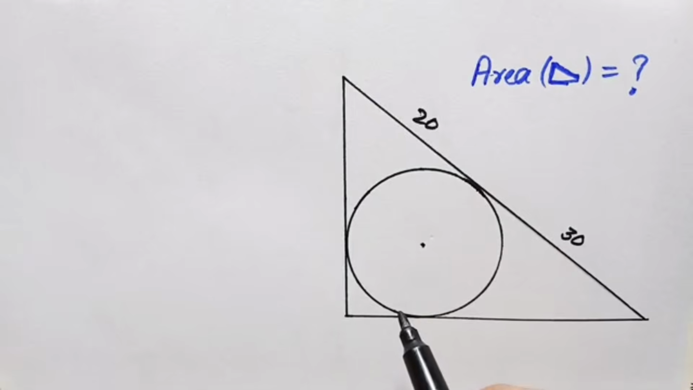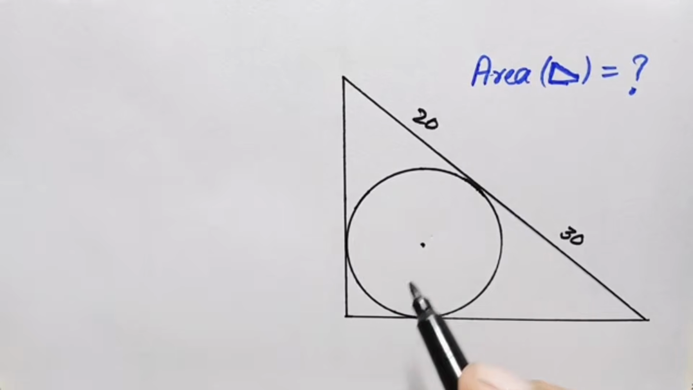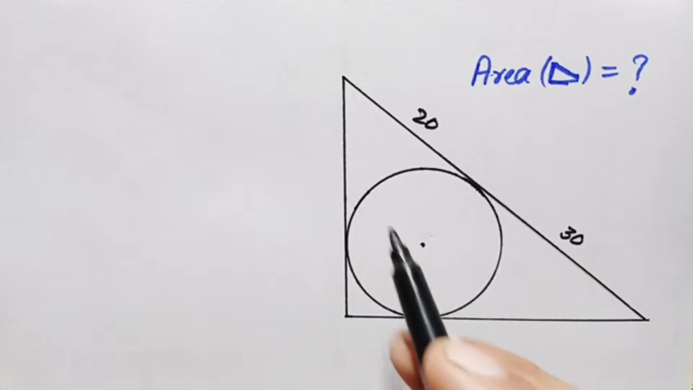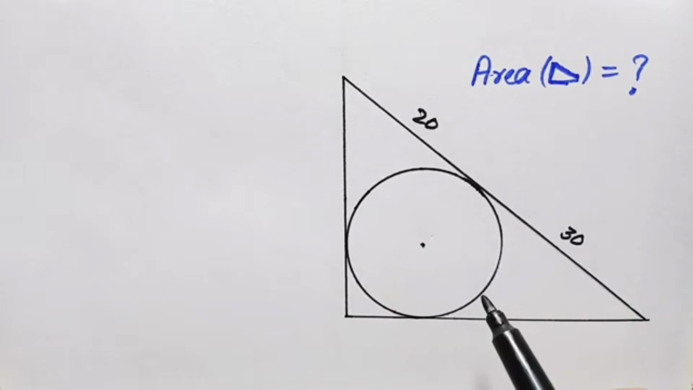In this video I'm going to solve this interesting geometry math problem. That is, we are given a right angle triangle and there is a circle inside the triangle. We are given only one side of this right angle triangle, and we have to find out the area of this right angle triangle. To find the area, we need the length of these two sides.